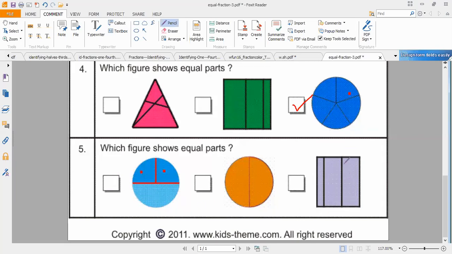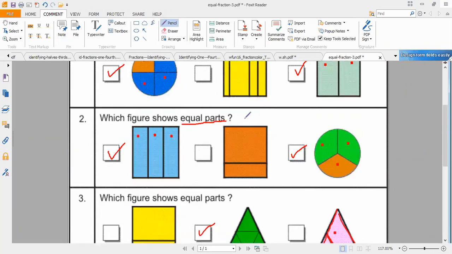Which figure has equal parts? The second one. Do we have another shape? No. How many parts are equal in the second one? 2. Very good. This is the meaning of equal parts.